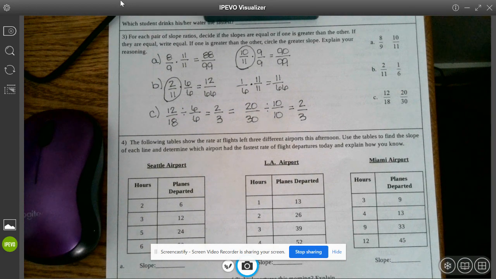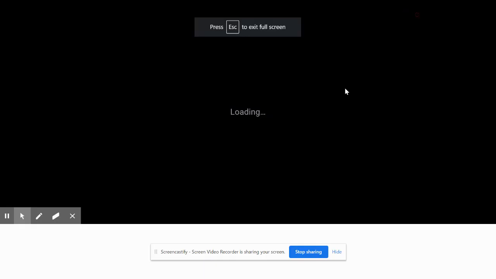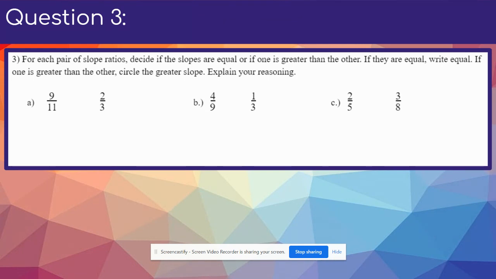Now, here is your reassessment question to replace number 3. It says, for each pair of slopes, decide if the slopes are equal or if one is greater than the other. If they are equal, write equal. If one is greater than the other, circle the greater slope and explain your reasoning. You're going to submit your answer in the Google form below this video, and you're going to check the box for each A, B, and C saying whether the first fraction, the second fraction is greater, or if they are equal.